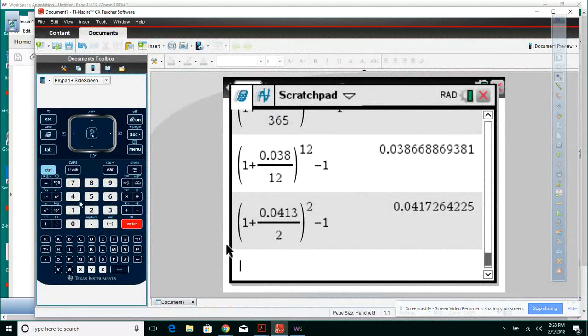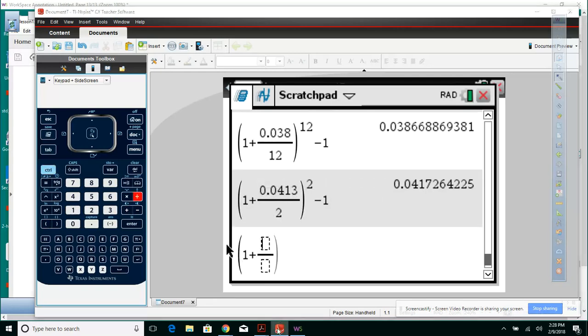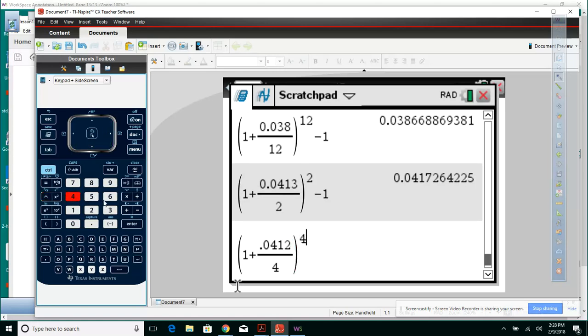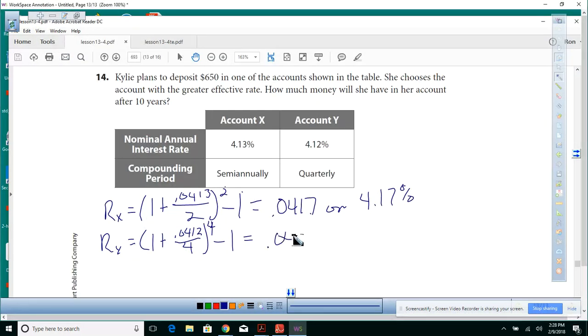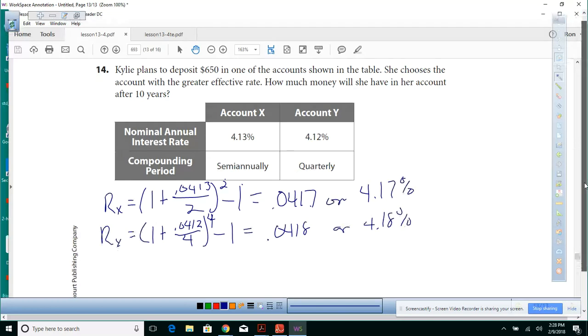All right, so open parentheses, 1 plus control divide 0.0412, quarterly is 4, caret 4, minus 1, enter, and that's 0.0418, or 4.18%. Okay.